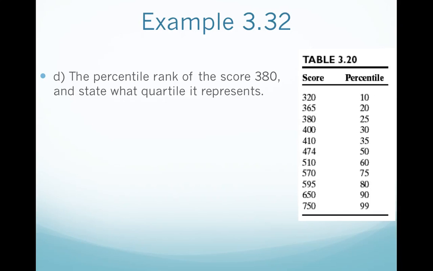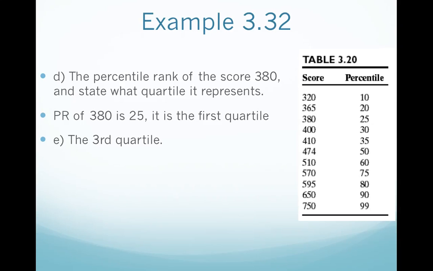The percentile rank of a score of 380, and state what quartile it represents. Well, the score 380 has a percentile rank of 25, meaning that 25% of the students had scores of 380 or less. That represents the first quartile. Okay, so PR is an abbreviation for percentile rank. 380 is the 25th percentile, or the first quartile.